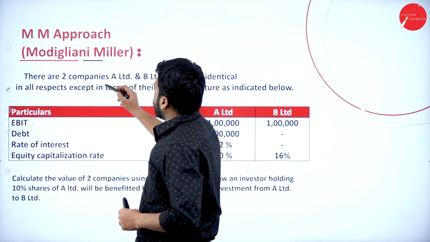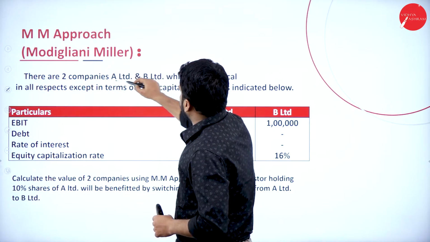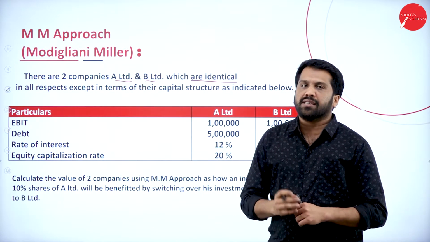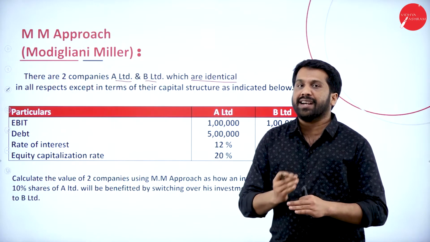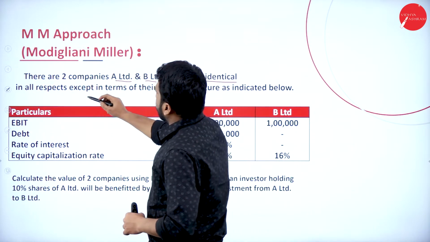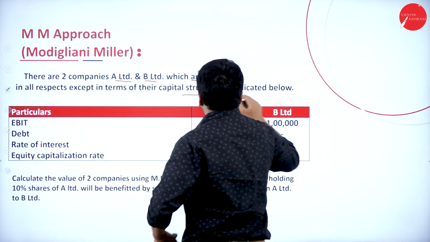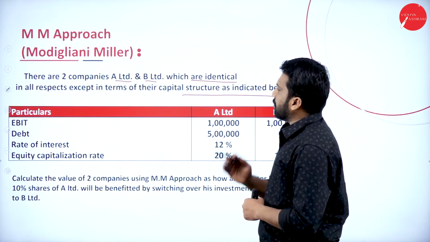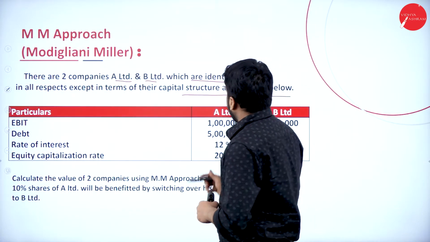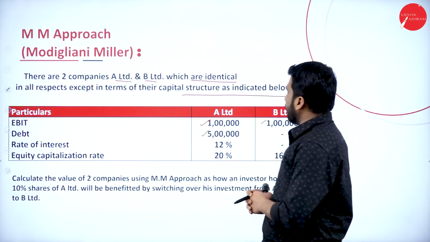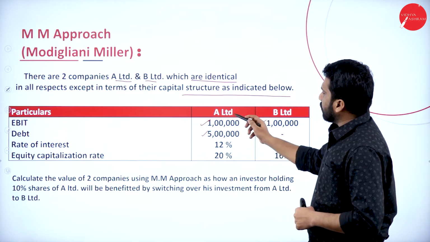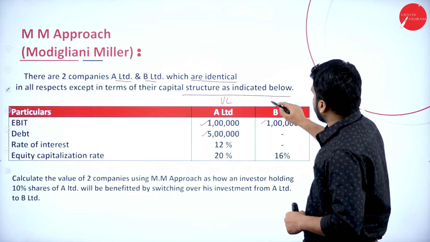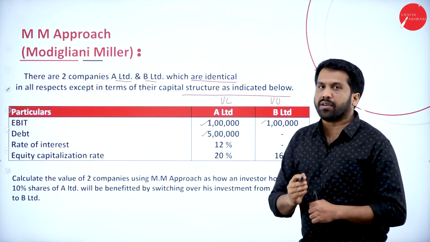Now, there are two companies, A Limited and B Limited, which are identical. Under the arbitrage process, it is always identical. In all respects except the capital structure, they are identical. EBIT we have 1 lakh, and debenture we have 5 lakh, because the first one is levered and the second one is unlevered. Hope you are clear.